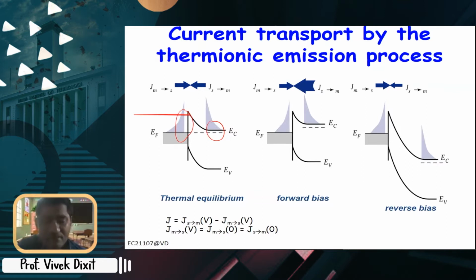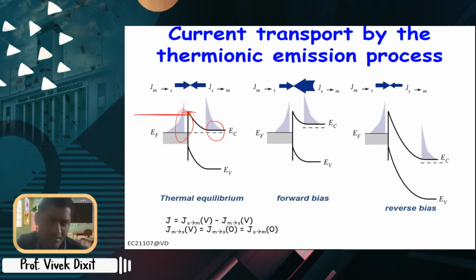Can somebody tell me why? When we apply the bias, why is it changing only on the semiconductor side and not on the metal side? The barrier height is only changing on the semiconductor side, not on the metal side. One mark question. Yeah, you can say that.